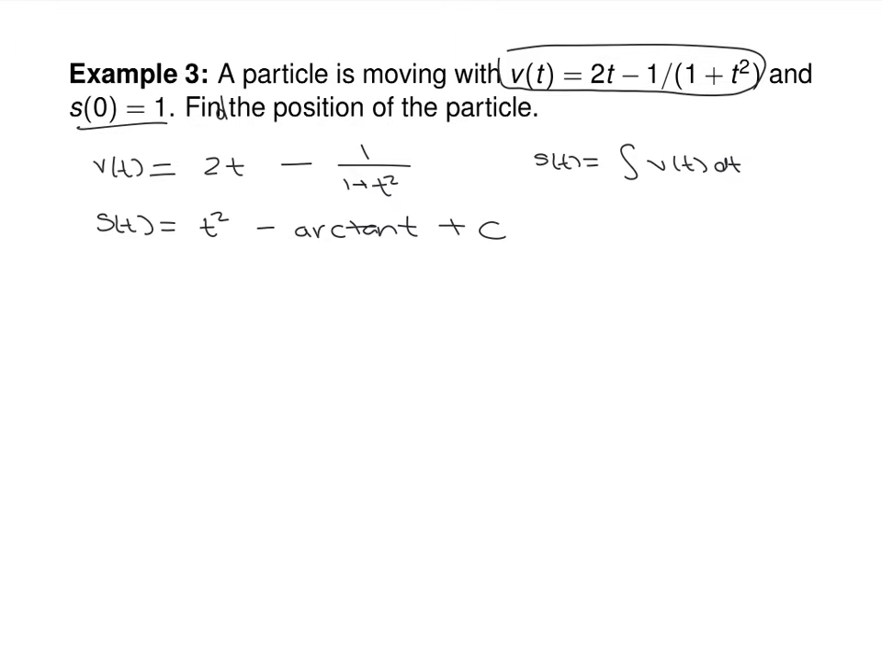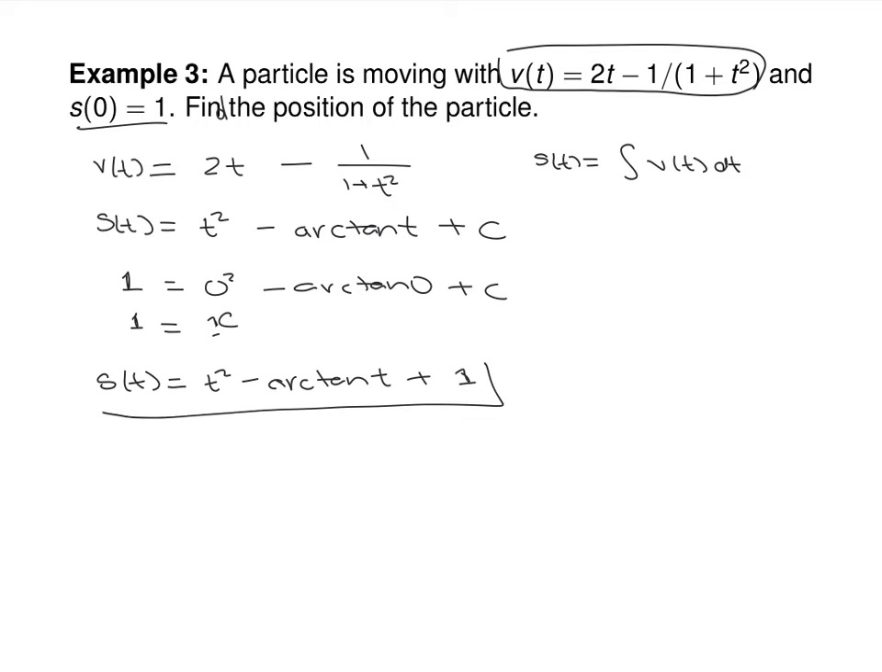Okay. So now you can plug in your information. So what goes in for s of t? 1, right? And what goes in for t? 0. So 1 equals 0 squared minus arc tangent 0 plus c. And what is arctan of 0? 0. So I think 1 equals c, right? So s of t is t squared minus arctan t plus 1.